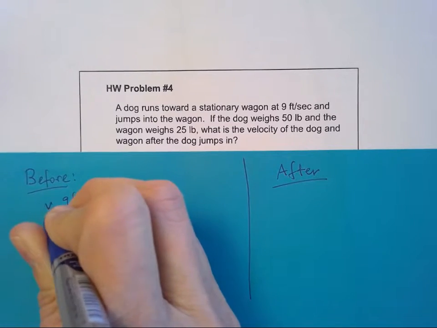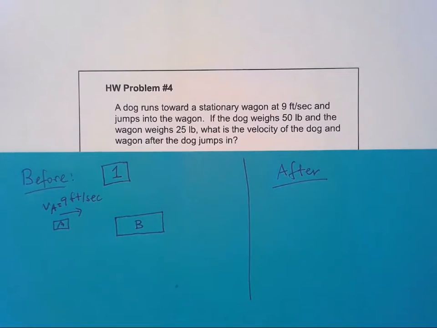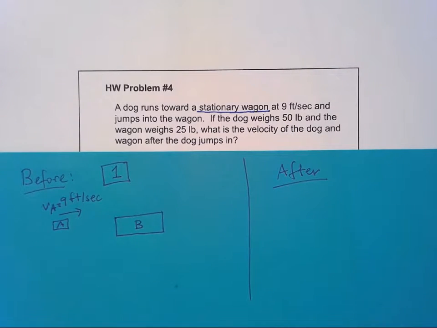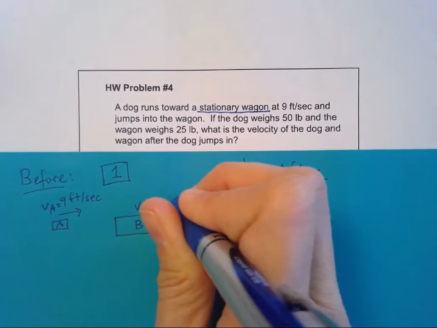So that is my VA, and remember my before condition is my 1 condition for my formulas. Remember this word here, stationary wagon. Okay, you have to look into these word problems for clues like this. So this VB is going to be 0 feet per second.